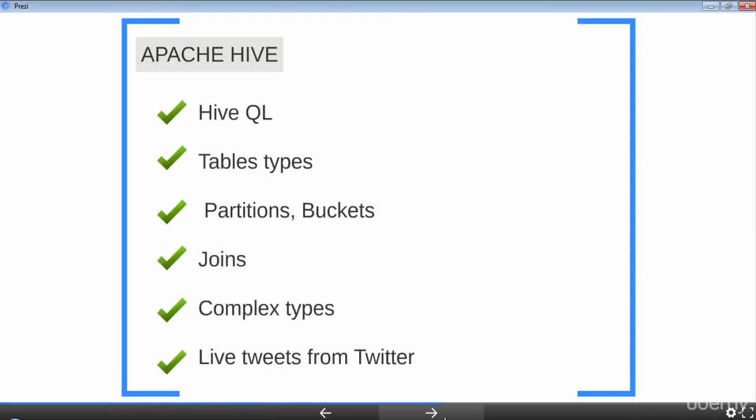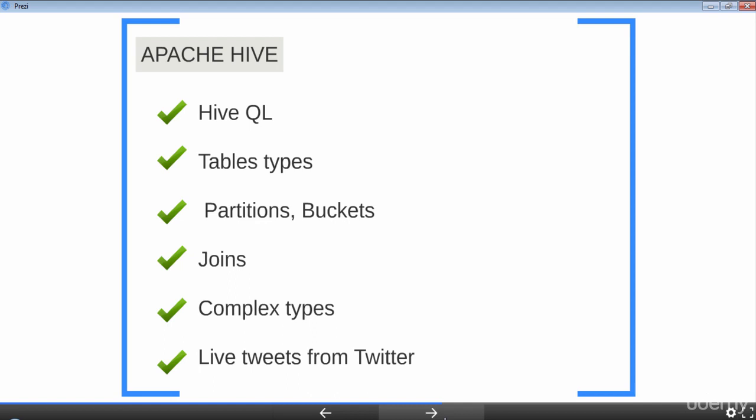SQL is the most powerful tool to analyze data in databases. Hive offers SQL capability in Hadoop. In this chapter, we'll learn to create tables in Hive, and we'll start with writing some simple HiveQL queries. We'll learn the differences between managed and external tables. Next, we'll learn how to organize the dataset efficiently for faster processing using partitions and buckets. Finally, we'll stream live tweets from Twitter, and we'll learn complex types with the Twitter dataset.